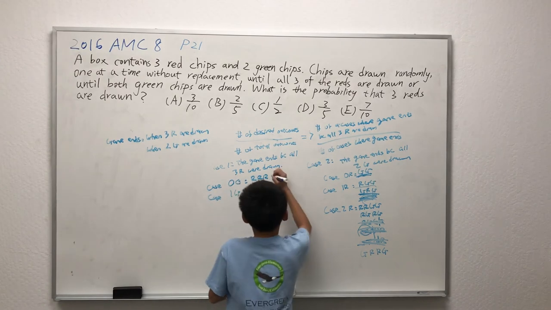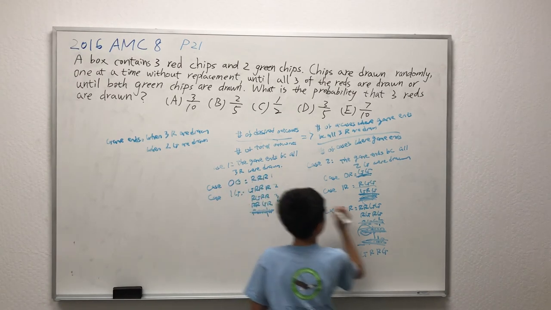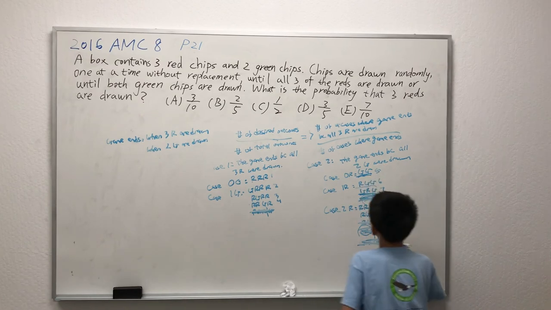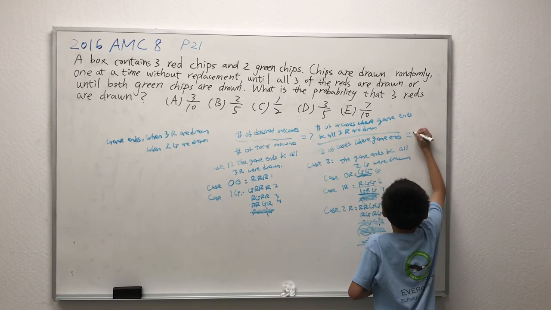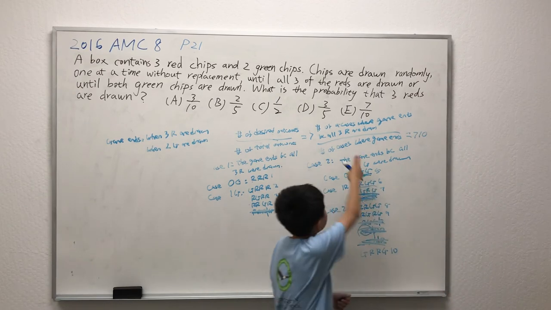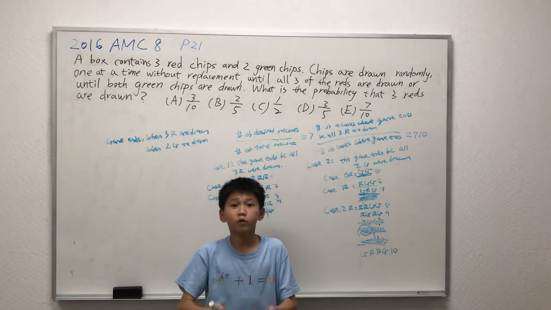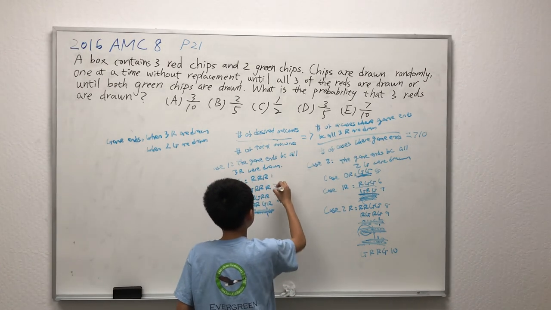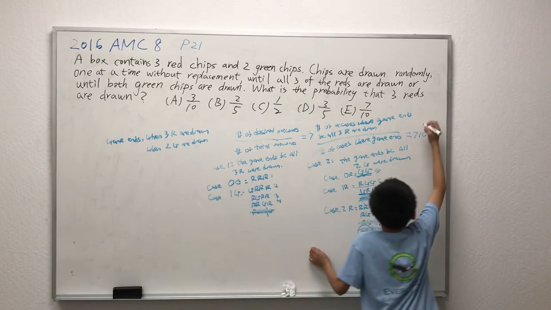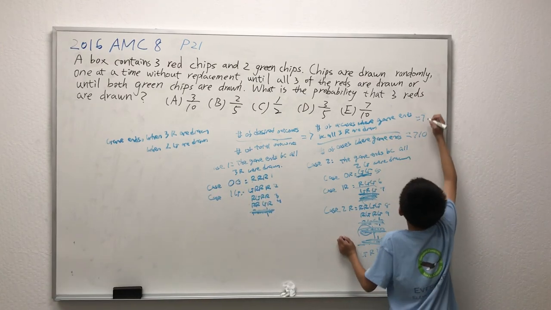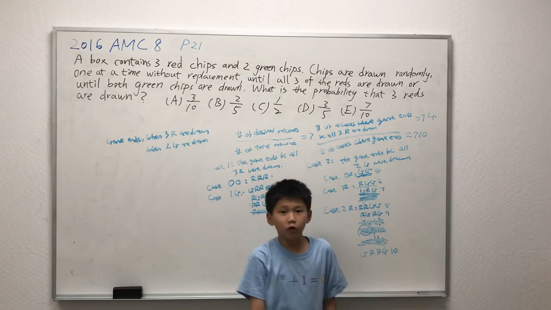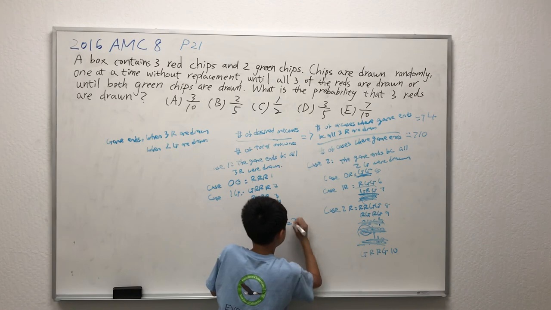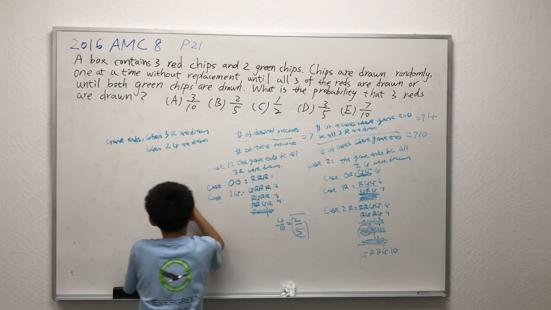Let's count them up. There's 1, 2, 3, 4, 5, 6, 7, 8, 9, 10 total outcomes. So this is equal to 10. Now let's count the number of cases where the game ends because all three reds were drawn. We can find all these cases here. So there's 1, 2, 3, 4. There's 4 outcomes where all three reds were drawn. Therefore, the answer is simply 4 over 10, equal to 2/5. Answer choice B.